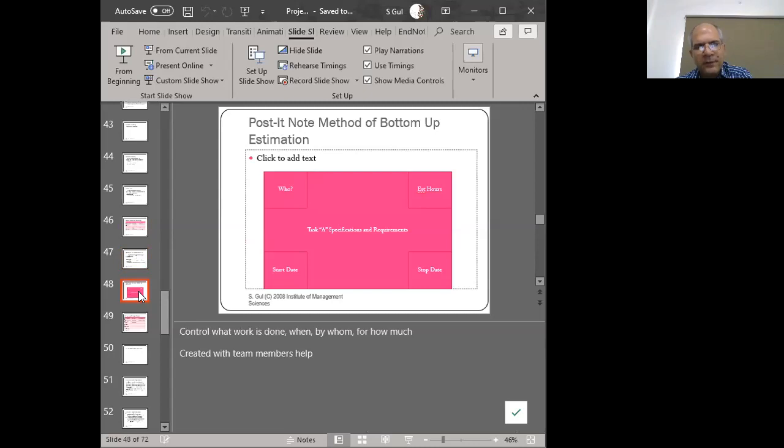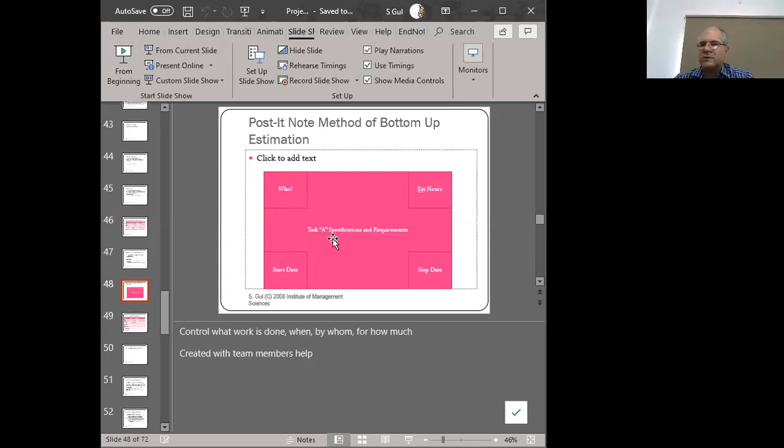Now, scheduling the activities can be done using very simple methods other than software. You can even use sticky notes, those yellow sticky pieces of paper, and you can divide them into different quadrants. So the top left quadrant can be who is going to be doing the work. The estimates of the hours can be in the top right quadrant. The start date can be at the bottom left and the stop date at the bottom right. And then the name of the task and its specification can be written in the middle.